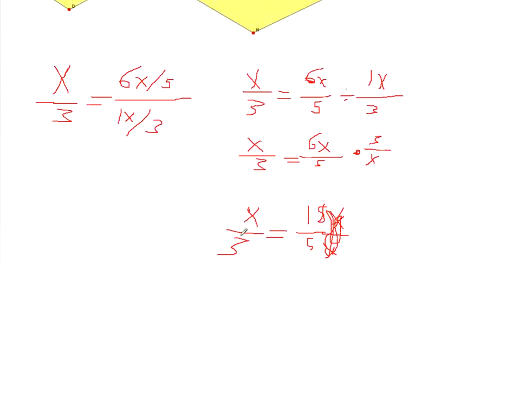Last step is just to multiply both sides by 3. So when you do that, if you're multiplying by 3, that's going to make the 3 cancel out over here. You've got 18 times 3 in the numerator. So it makes 54 over 5.